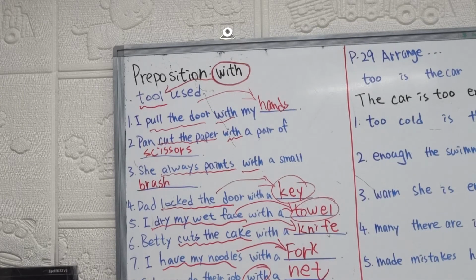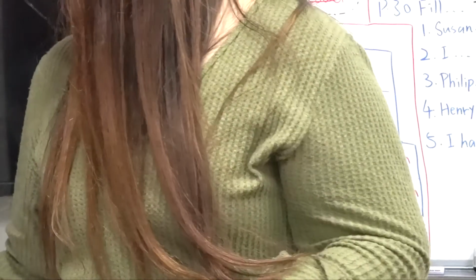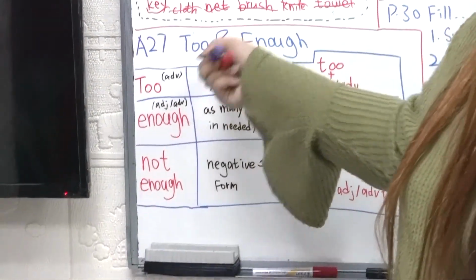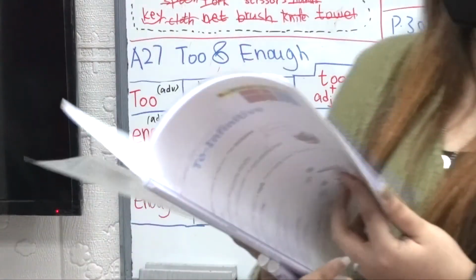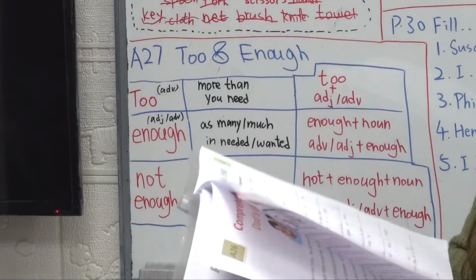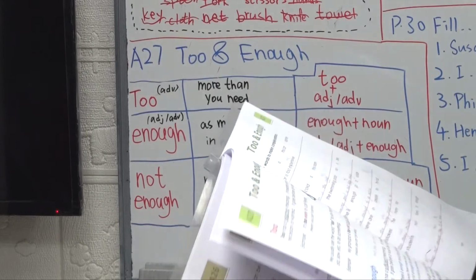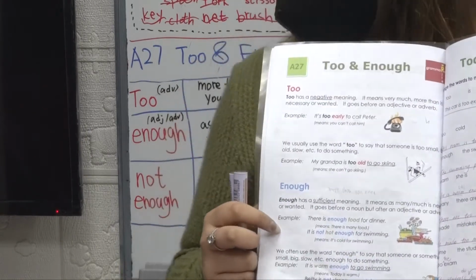So let's move on to today's topic then. Today we'll be learning something a bit hard that is called to and enough. Okay? To and enough. For that, you may open your book to page number 28. Page number 28. If something looks like this, right?